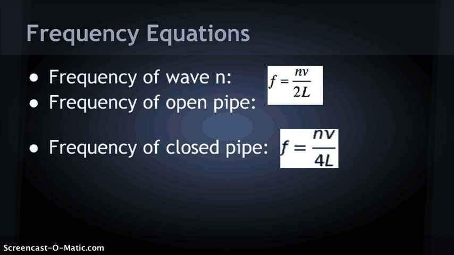This is because the wave has to travel 2 times longer than normal in a closed pipe because it has to exit the same way it entered.